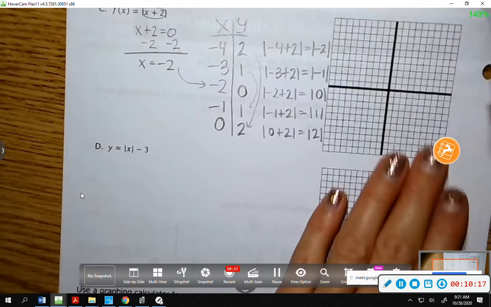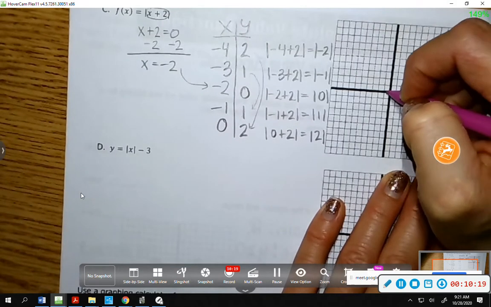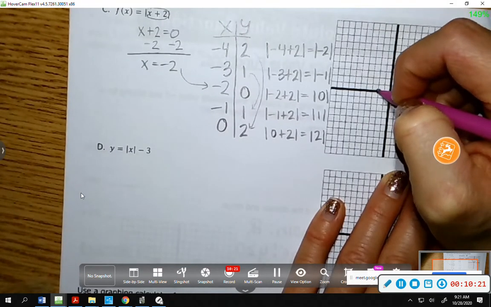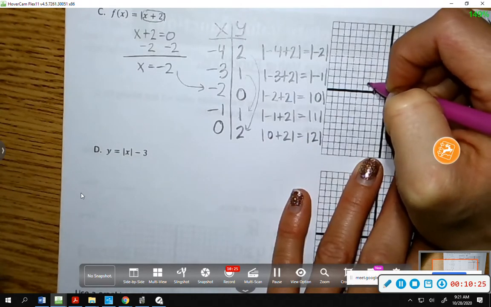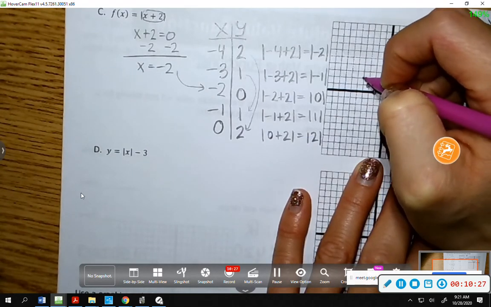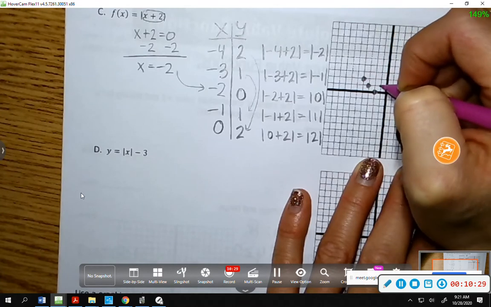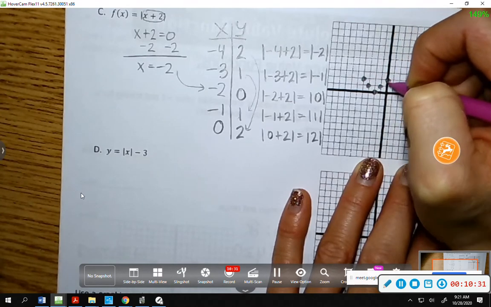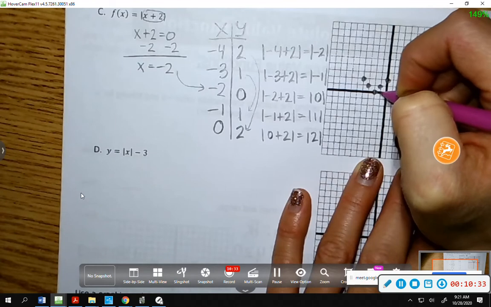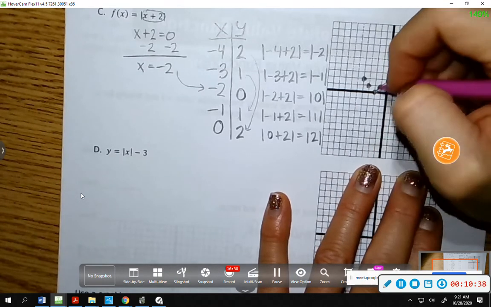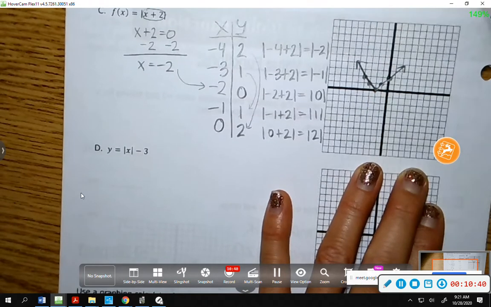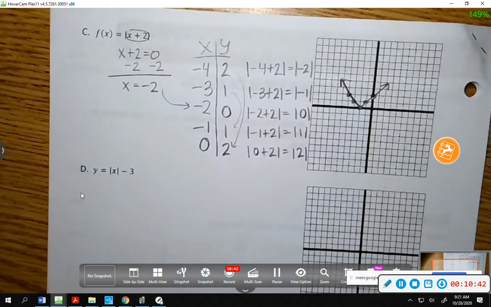All right, so let's graph those points. I always start with the vertex, negative 2, 0. So it's on your x-axis. Negative 3 up 1. Negative 4 up 2. And then I just use symmetry to graph my other points. All right, so negative 1 up 1, 0 up 2. Okay, draw arrows. Just because we stop graphing doesn't mean the graph stops.